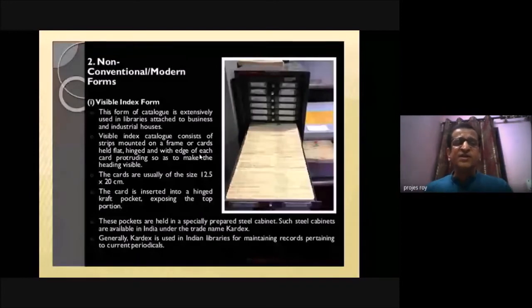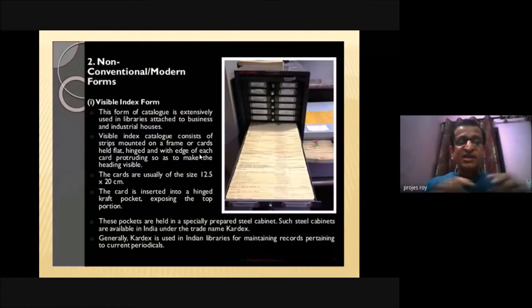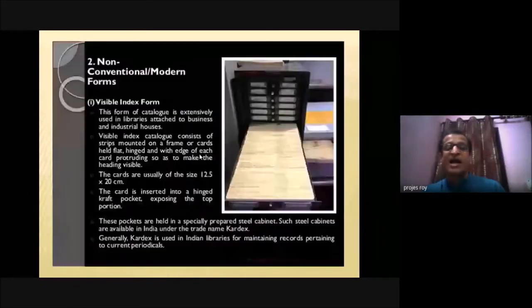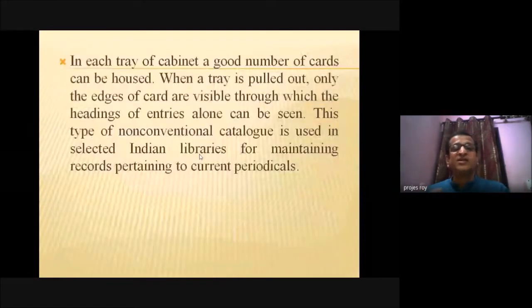The cards are usually of size 12.5 inches. The cards are arranged so nicely that in the upper portion of the card, you can see what is written on it. In each tray of the cabinet, a good number of cards can be housed. Here you can see lots of cards can be arranged all together in one rack. When a tray is pulled out, only the edges of the cards are visible, through which the headings of entries alone can be seen. This type of catalog is used in selected Indian libraries for maintaining records pertaining to current periodicals.